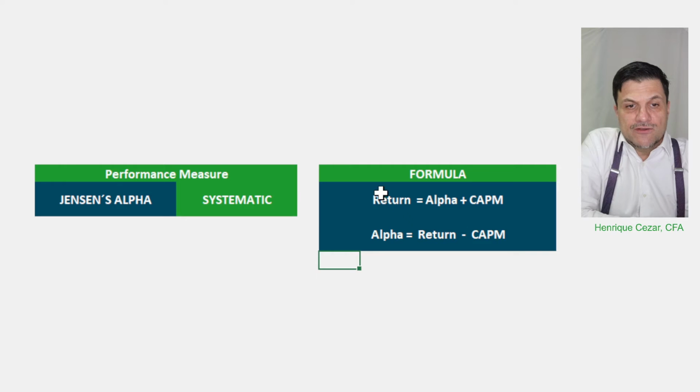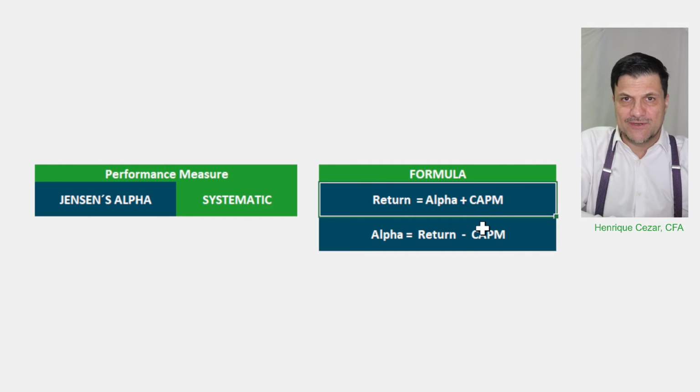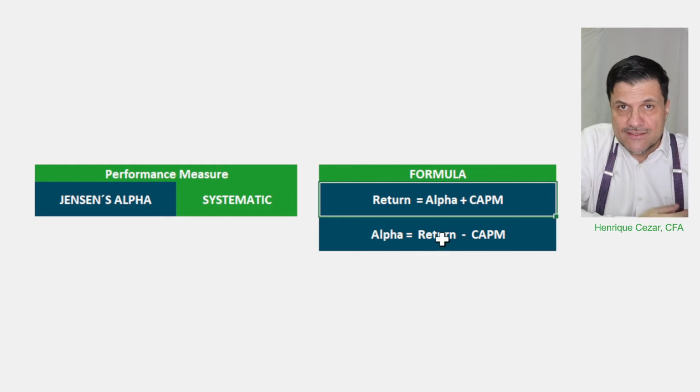So you can use either or, right? I like this because it's more intuitive to me. Return equals alpha plus expected return given by the CAPM. Or isolated alpha, just put the CAPM on the other side with a negative, then alpha, the additional, is the return minus the expected return. If this number is positive, the manager created alpha, right? Created more return than expected for the client.